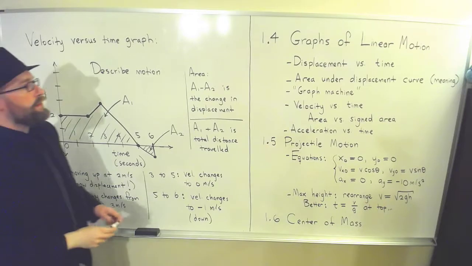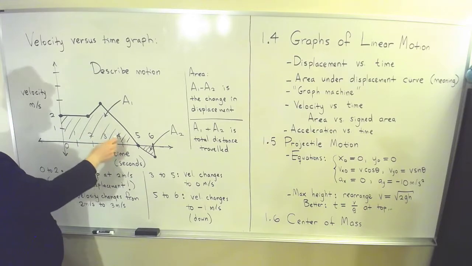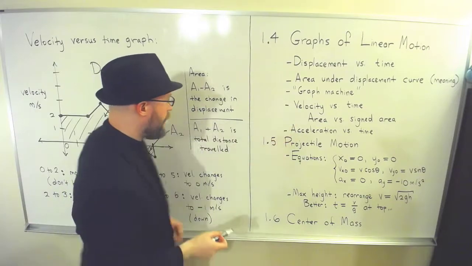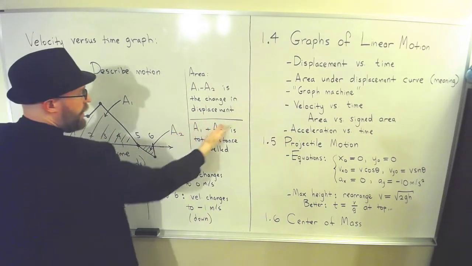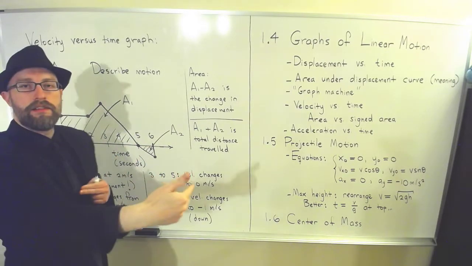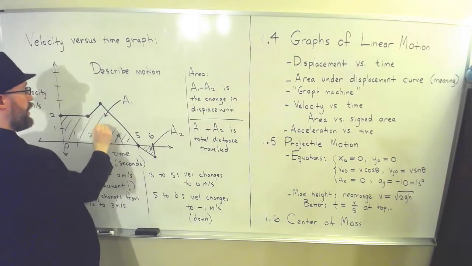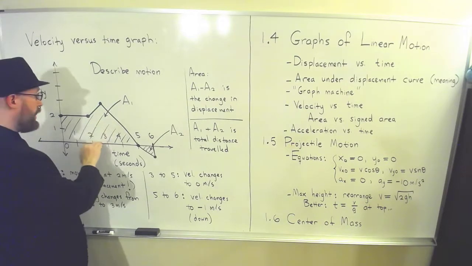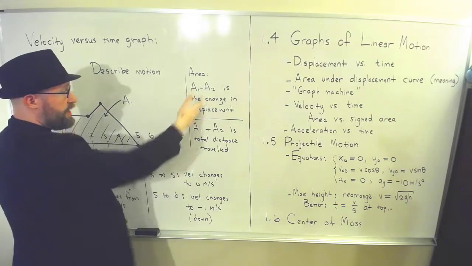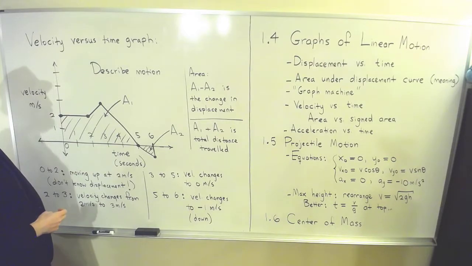So this is the idea of area versus signed area. If you just add all the areas between the curve and the axis for this velocity versus time graph, in this case there's just two, this one and this one, then you'll get the total distance traveled. If you add up the areas with signs, where the positive sign happens if the area is above the axis and the negative sign if it's below the axis, then you will get the change in displacement in that time interval. So that's what's different.